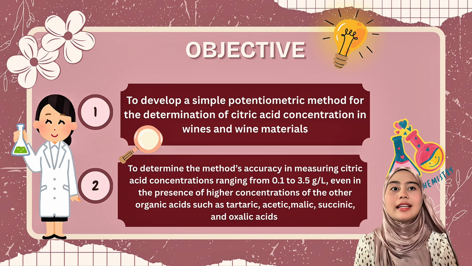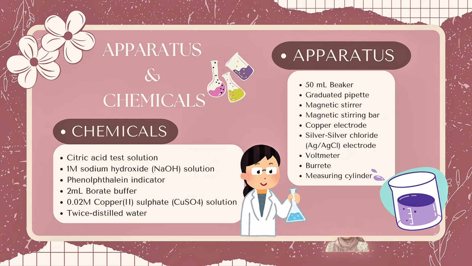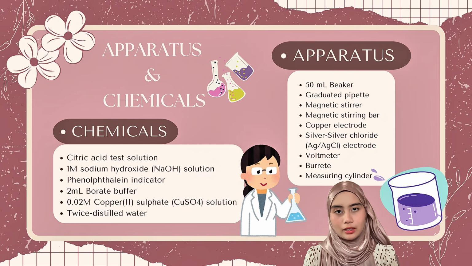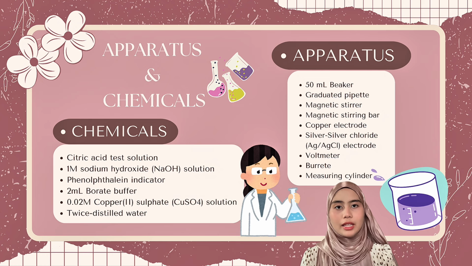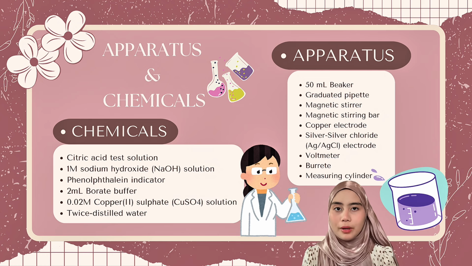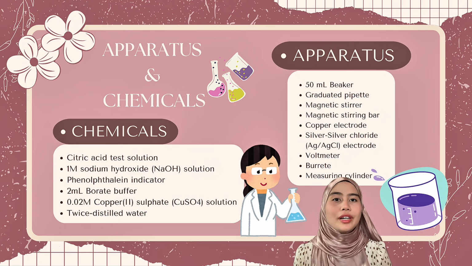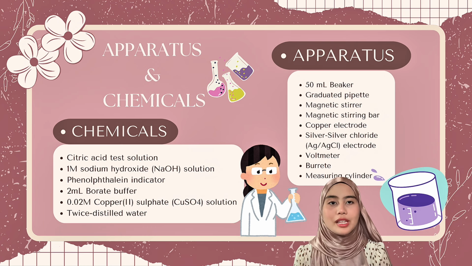For the apparatus in this experiment, we use a 50 ml beaker, graduated pipette, magnetic stirring bar, copper electrode, silver chloride electrode, voltmeter, burette, and measuring cylinder. For chemicals, we use citric acid test solution, sodium hydroxide solution, phenolphthalein indicator, borate buffer, copper sulfate solution, and twice distilled water.